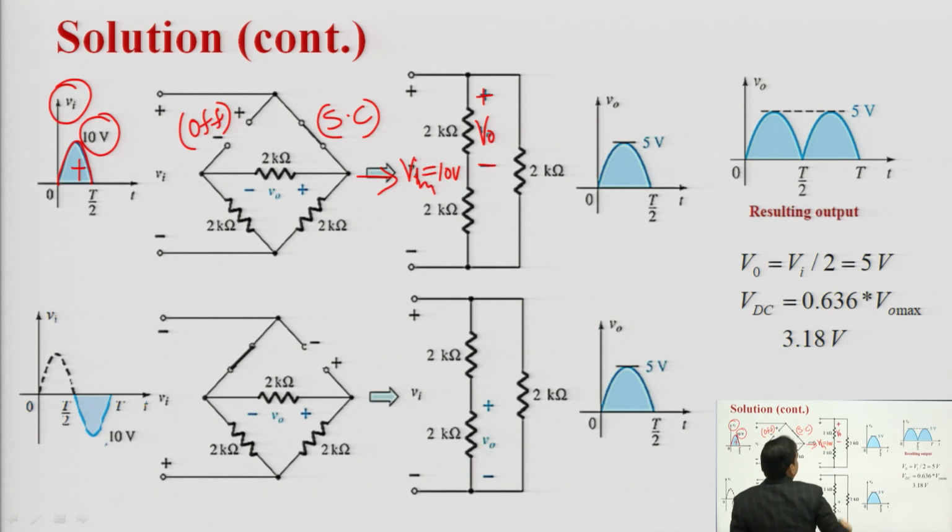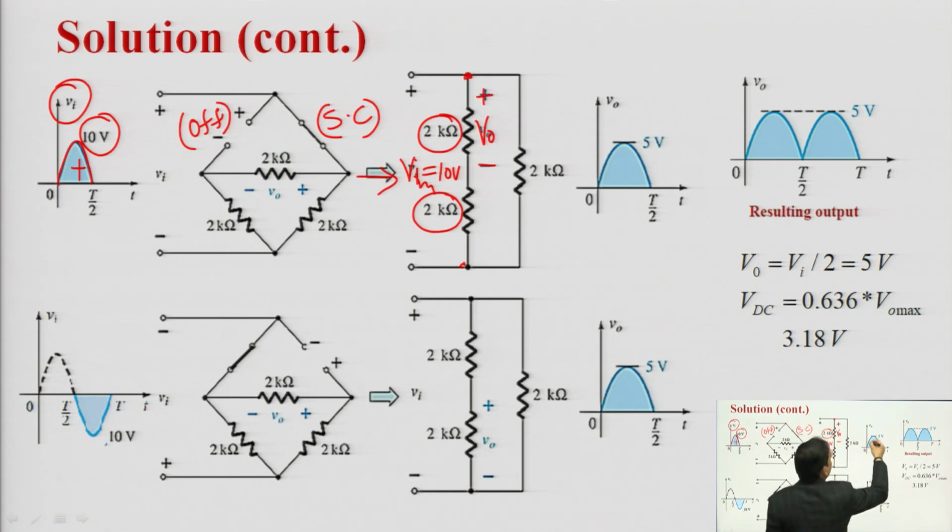What we have is a voltage divider, because in series the voltage is divided. Across resistances of 2k and 2k we will have equal voltages. If 10 is divided into 2 halves we will have 5 volt. So during the positive peak we will have the maximum value of 5 volt.